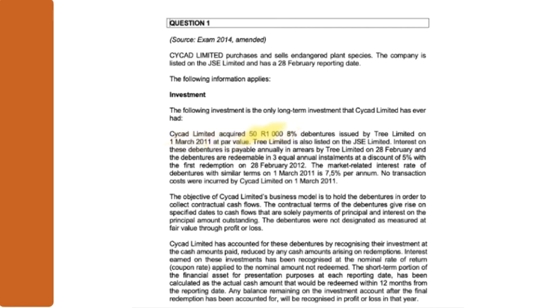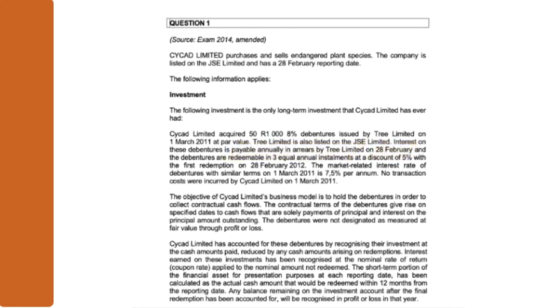We continue with the given information. Tree Limited is also listed on the JSE Limited. Interest on these debentures is payable annually in arrears by Tree Limited on 28 February. We know that the cash flow interest, the interest that will flow from the issuer Tree Limited to the investor SciCat Limited, is the nominal value times nominal rate. Does not mean that it should always just be a once a year interest payment. It is the case in this example, but you could have interest payable monthly. You could have it quarterly or 6 monthly, but in this example, annually in arrears on 28 February.